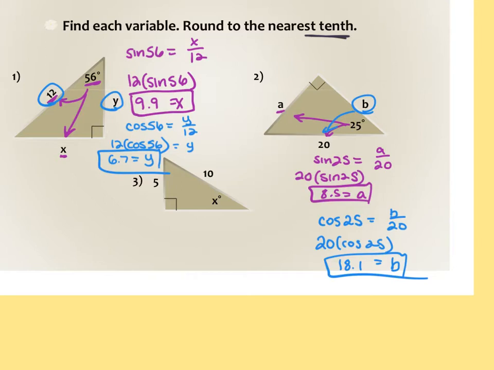And then the last one on this one, again, looking for an angle this time, so I know it's the inverse buttons. 5 is opposite, 10 is the hypotenuse, so the sine of x equals 5 over 10. I do sine⁻¹, 5 divided by 10. And I get 30 degrees exactly.